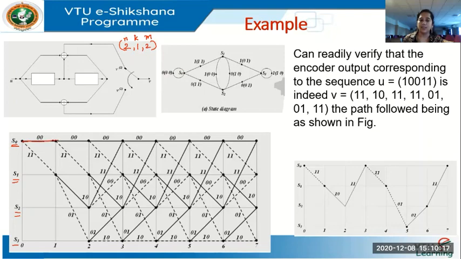So it is this line representing a 0. Since it remains in the same state, it will be on the same line. It continues to remain in state S0. So S0 is always on this line, S1 is on this line. Now, what are the code bits output in the process? 0, 0. The code bits output in the process are 0, 0.